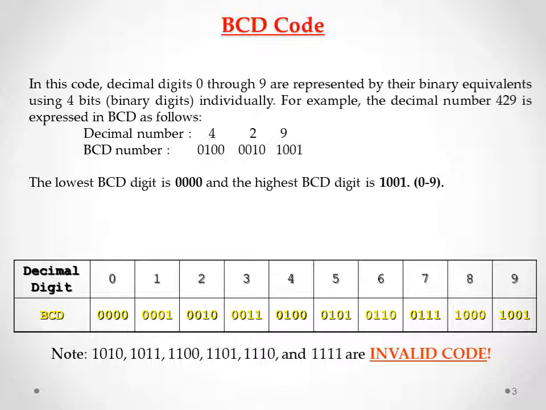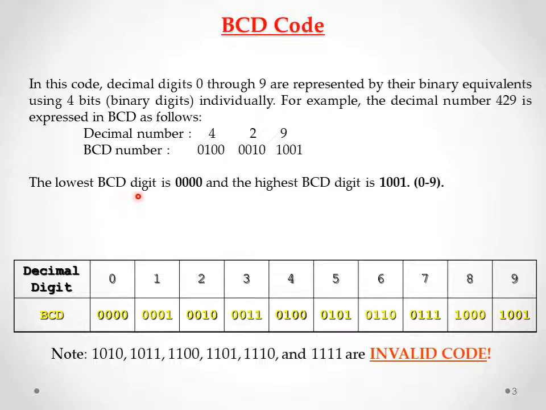Next, how can we represent the BCD code? In this code, decimal digits 0 to 9 are represented by their binary equivalents using 4 bits individually. For example, the decimal number 429 is expressed in BCD form. Each decimal digit is represented by an equivalent 4-bit binary number. So 9 is represented by 1001, 2 is represented by 0010, and 4 is represented by 0100.